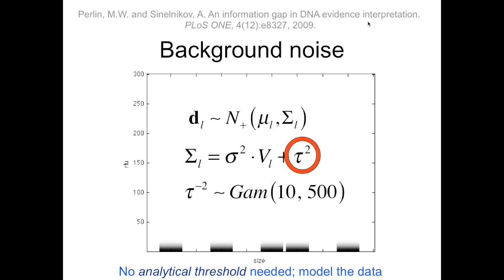What is tau squared doing? It's a parameter for the background noise. Having looked at the data and having a model of how background noise from the instrument behaves as analytical noise, it works out something like the right half of a bell curve, and it provides a probability distribution that on each experiment for each peak describes background noise. And that's why no analytical threshold is needed, because we're modeling the data using statistics in order to work out what the background noise is. And this is done for each experiment.